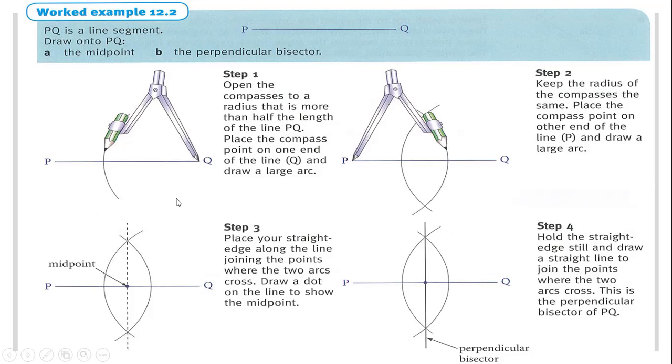So the perpendicular bisector will pass through point B. Okay, first we need to find point A.